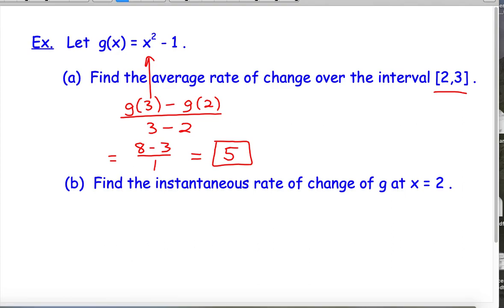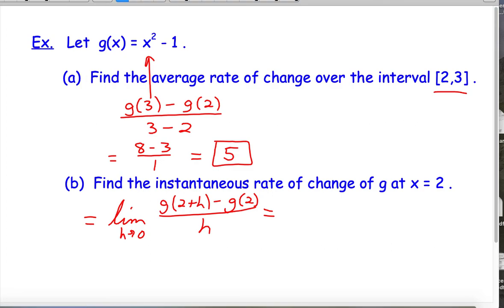So thinking visually, this is a parabola. At 2, if I calculate the secant between 2 and 3, that's going to be a little steeper than the slope of my tangent line at 2. So my answer should be smaller than 5. All right, so let's go ahead and calculate the limit as h approaches 0 of, I keep wanting to write f, this is called g, g of 2 plus h minus g of 2 all over h.